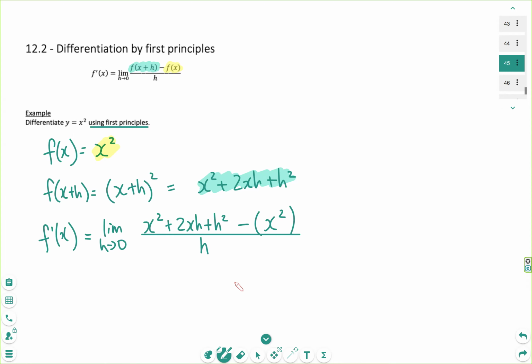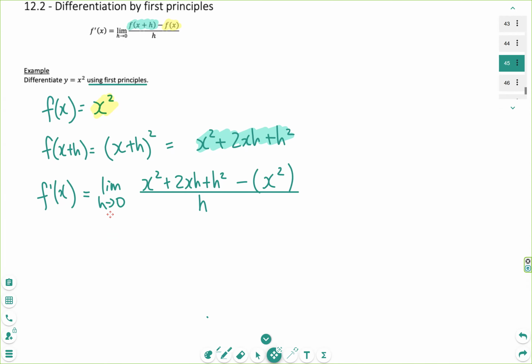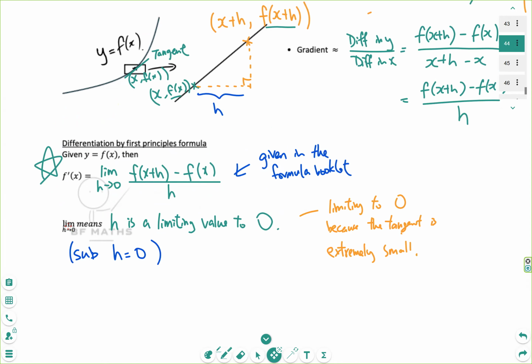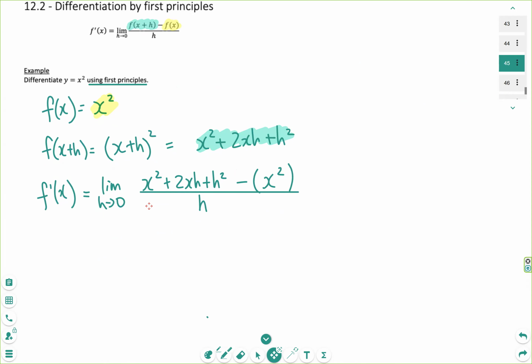Now, remember I said about limit h tends to 0. What does it do mathematically? Substitute h equals 0. The limit h tends to 0 means we substitute h equals 0. But you realize there's a problem when we substitute h equals 0 in this case. If we substitute h equals 0, h squared, nothing happens. But the denominator, when you substitute 0, what happens? When you have a denominator of 0, you get a maths error. That's undefined. So that's why you can't do it yet.